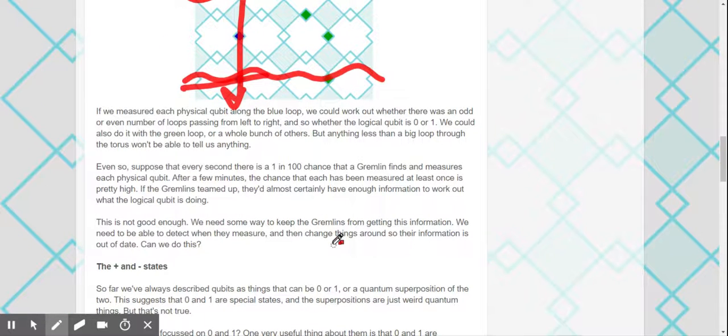Even suppose that every second there is a 1 in a 100 chance that a gremlin finds and measures each physical qubit. After a few minutes, the chance that each has been measured at least once is pretty high. If the gremlins teamed up, they'd almost certainly have enough information to work out what the logical qubit is doing. That is not good enough. We need some way to keep the gremlins from getting this information. We need to be able to detect when they measure and then change things around so the information is out of date. Can we do this?